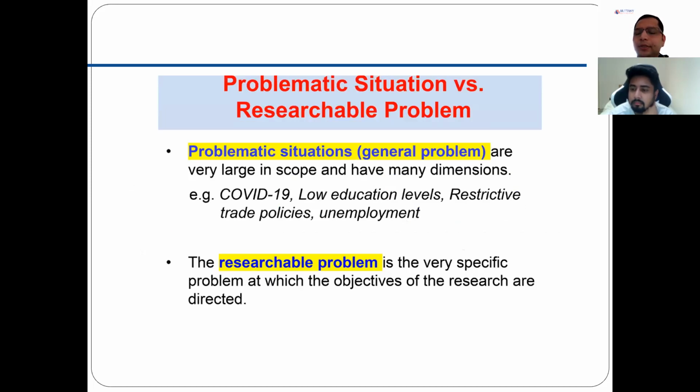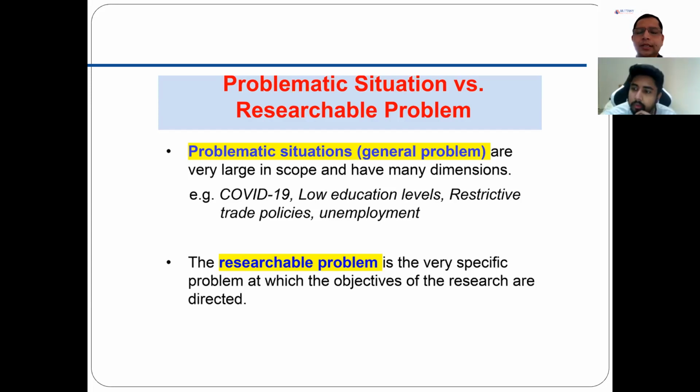Now, there's a difference between a problematic situation and a researchable problem. You need to understand first what the problematic situation is and what the researchable problem is. When something has a large scope or many dimensions, for example COVID-19, low education level, restrictive trade policies, unemployment, this is a very general situation, isn't it? Now, if the statement is that due to COVID there is an increase in unemployment, this is a very, very general statement.